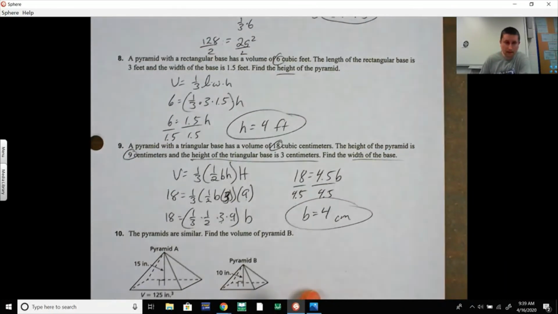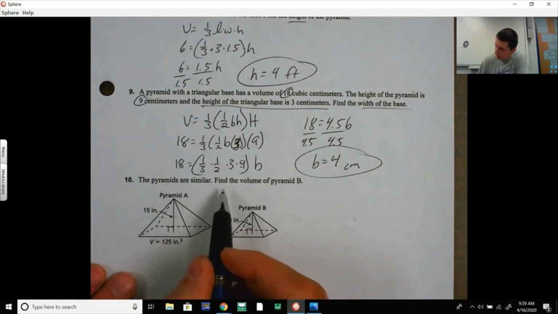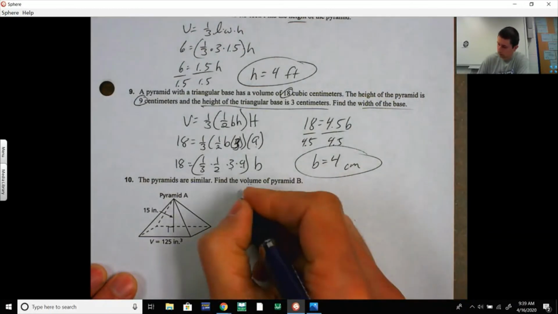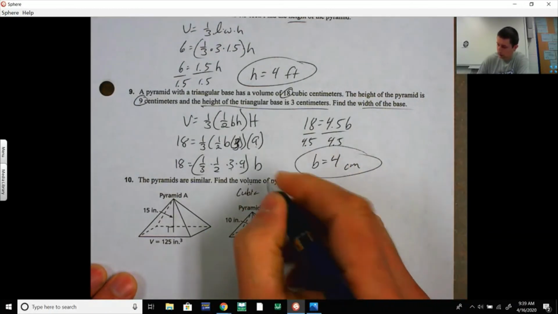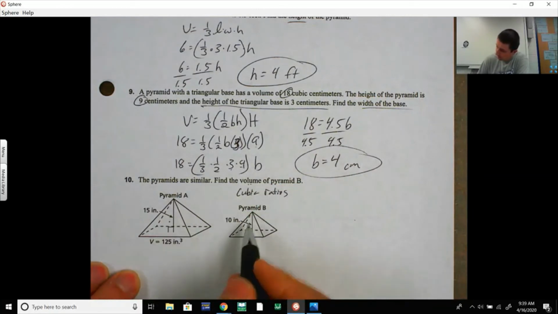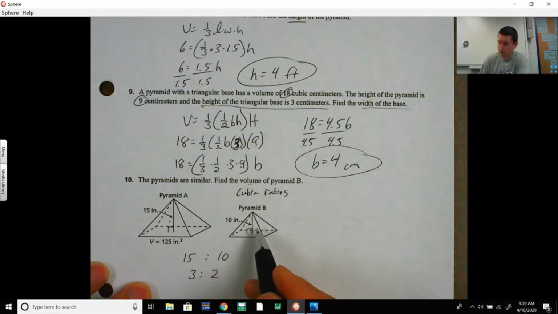Okay. Similar pyramids. This is exactly what we saw in the last lesson. The pyramids are similar. Find the volume. Remember, the ratios of the volumes are the cubic ratios, not the linear ratios. So we're going to look at the sides. It's 15 to 10. So 15 inches on this side means we have 10 inches over there. If I reduce it, it's 3 to 2. So for every 3 inches on the big pyramid, I have 2 inches on the small pyramid.